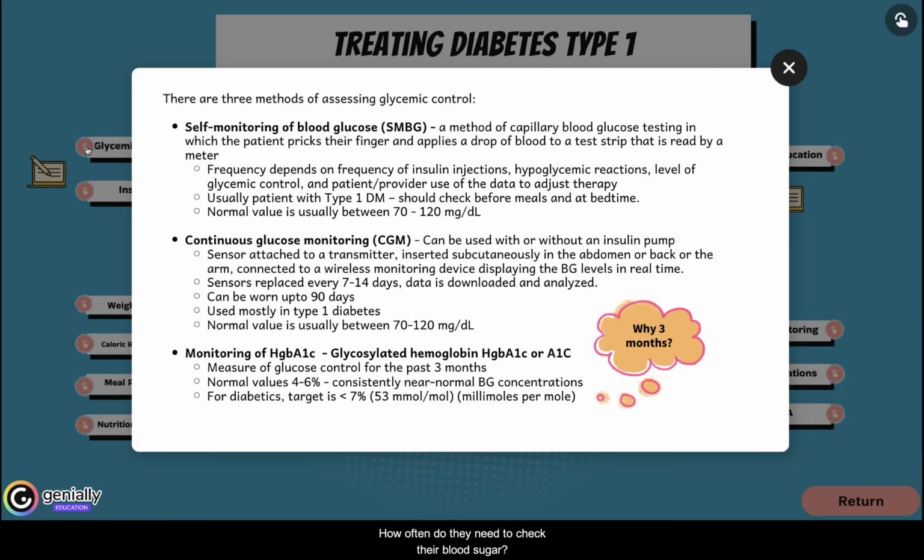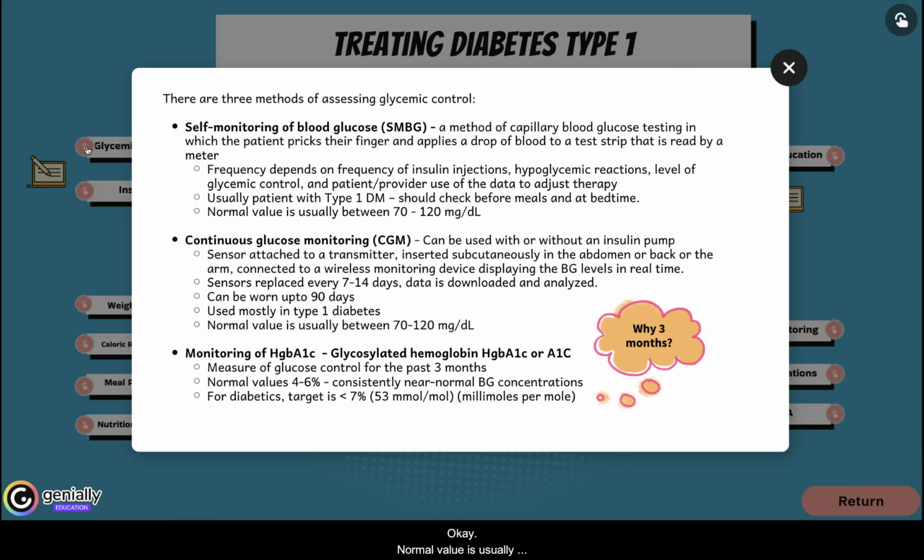This is self-monitoring of blood glucose, right? The frequency, how often do they need to check their blood sugar? That depends on if they're taking insulin, how many hypoglycemic reactions they've had, the level of their glycemic control, how much they eat, all those things. So how many times they check their blood sugar is going to be prescribed by the doctor. Usually a patient with type 1 diabetes should check before meals and at bedtime. So that's 4 times a day. Remember that, 4 times a day, before every meal and at bedtime.